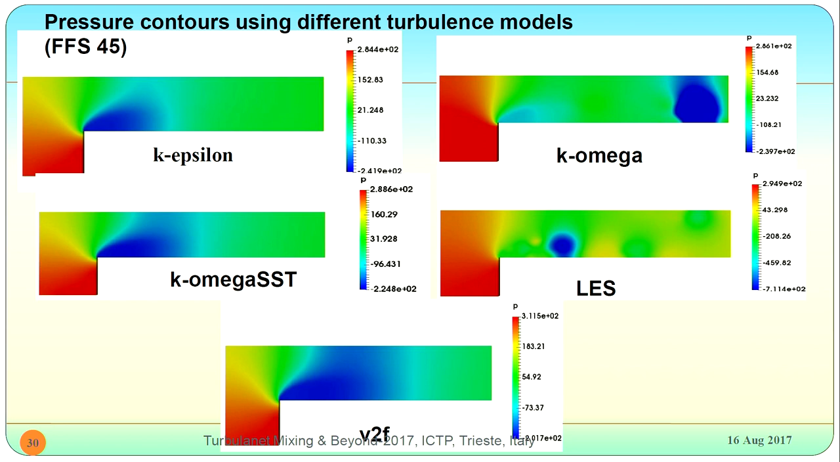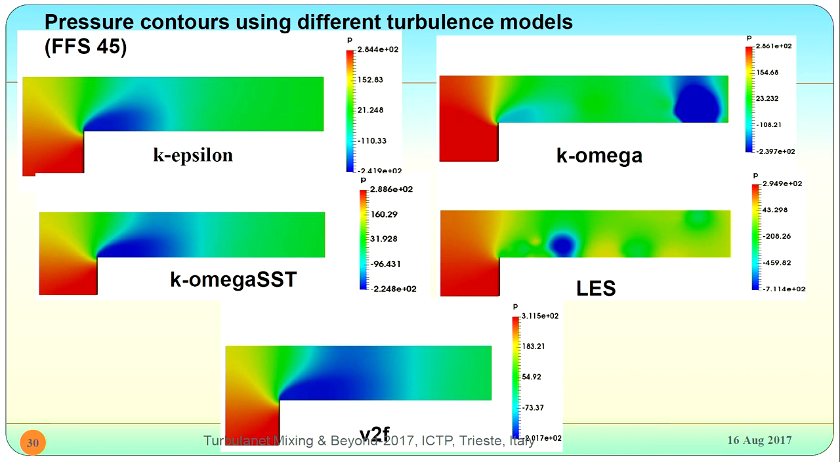So what happens if you use different turbulence models? This is k-epsilon, and this has been done for the 45% case: k-epsilon, k-omega, k-omega SST, LES and V2F. What happens for this case? This is the more important thing. If you see here, these three may be giving almost the same, but when you come to this one, there is a lot of difference. Why that is coming and which one is to be believed, we are still investigating, so it's not completed yet.